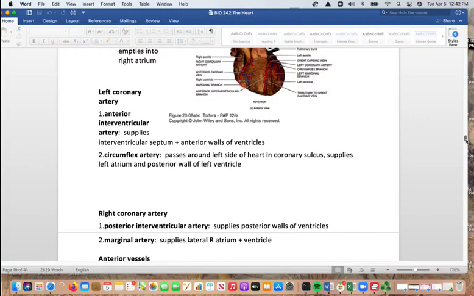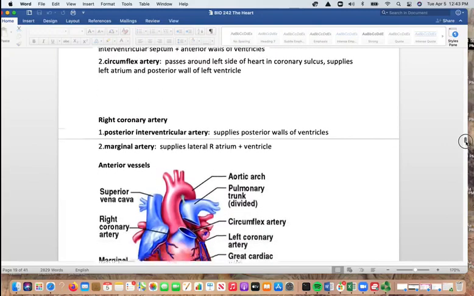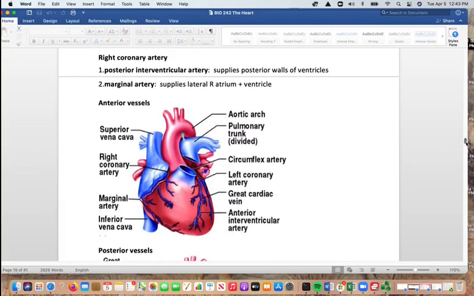Then the circumflex artery is going to pass around the left side of the heart into the coronary sulcus. This supplies the left atrium and that posterior wall of that left ventricle. So the right coronary artery will branch into your posterior interventricular artery. That's going to supply that posterior wall of the ventricle. Then the marginal artery is going to supply the right atrium and ventricle.